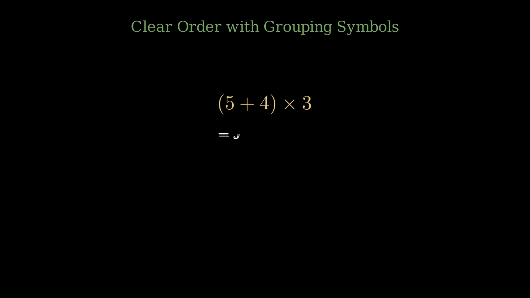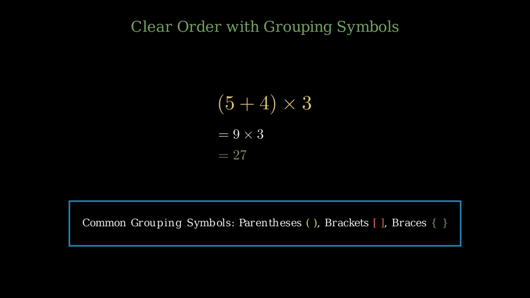To make the calculation clear, we use grouping symbols. By putting parentheses around 5 plus 4, anyone can see that addition must be done first. This gives us the unique and correct answer, 27.